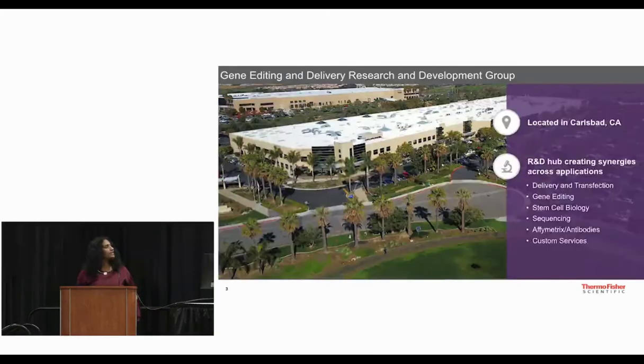The team that is developing gene editing tools and the delivery reagents is located in Carlsbad, California. That is a hub for a lot of different portfolios within Thermo Fisher, including the sequencing technologies, reagents for stem cell biology, sequencing, antibodies from the legacy Affymetrix side, and a lot of custom R&D services for cell engineering and cell therapy research workflows.